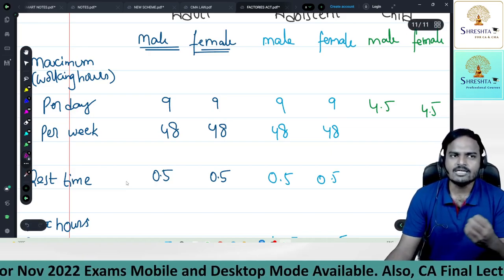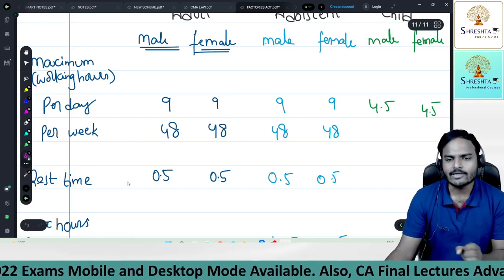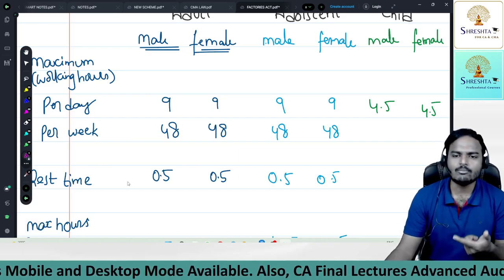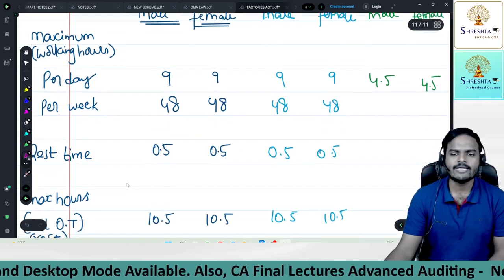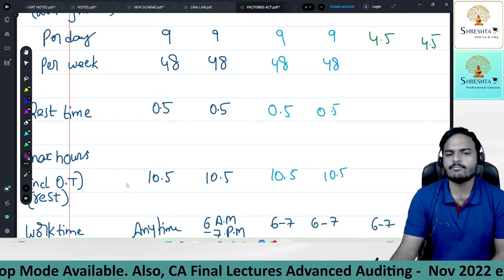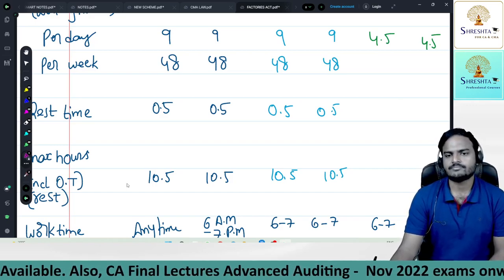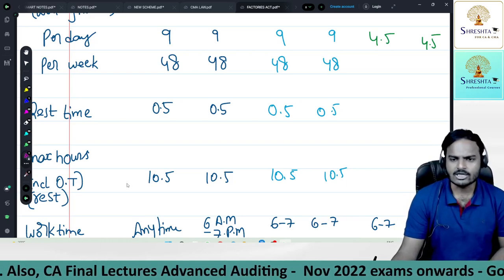How many articles did he produce in the last month? How much amount did he get? And take standard hours. So total amount divided by standard hours, you will get the time rate. Now apply the time rate. So overtime shall be paid how much? Twice the ordinary wages. Next, rest time, half an hour. So a worker is not permitted to work a complete 9 hours at a stretch.